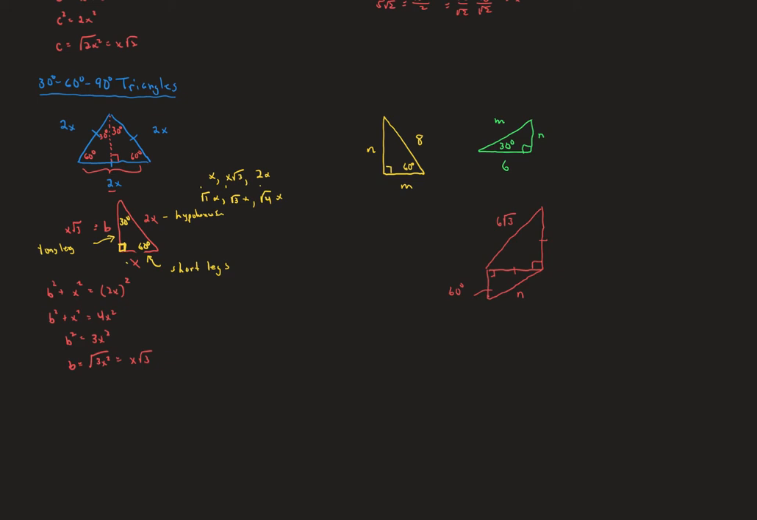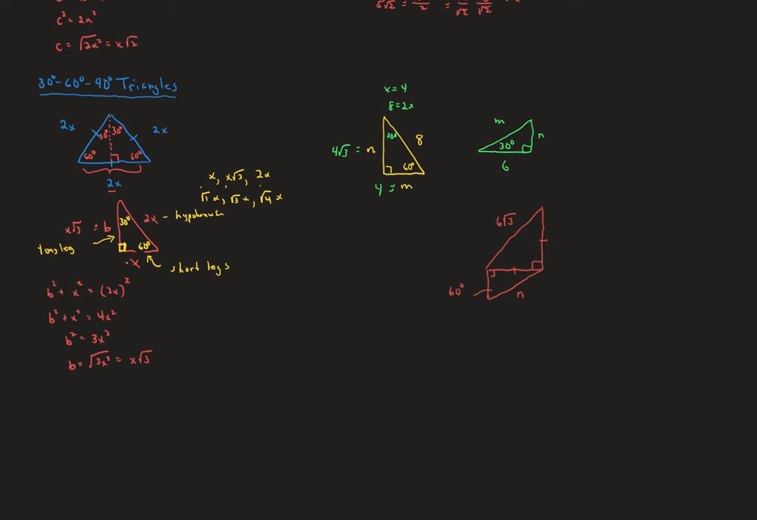Let's see how we can use that. So let's look at this yellow triangle. Now the 8 is the hypotenuse. So that tells us that 8 is equal to 2x. We solve that and find out that x then is equal to 4. Now that's the short leg, which means it's going to be the side opposite the 30-degree angle. So that means that m must be 4. n is the long leg. It's opposite the 60-degree angle. That's x times the square root of 3. We just said x was 4, so that's going to make n equal to 4 square root of 3.